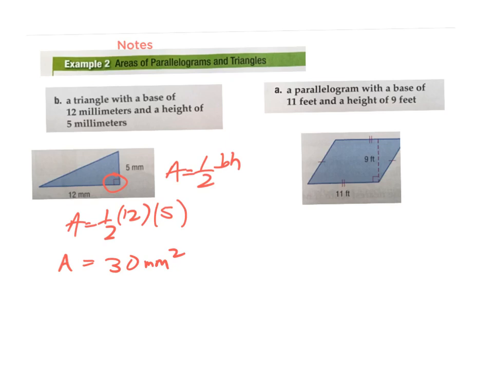Now when we're looking at a parallelogram, it's the same thing as a rectangle, which is pretty much our base, our length, times the height. So we have our base of 11 and height of 9, so we can substitute those numbers in, and I use parentheses for my substitution, which is multiplication. So I end up with my answer, 99, in this case feet squared.